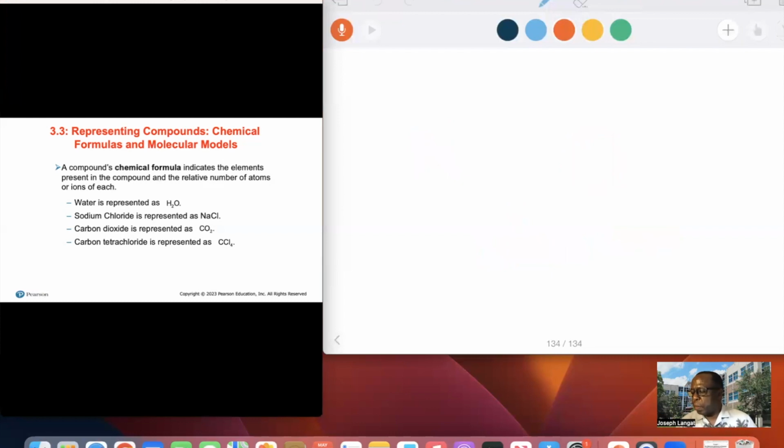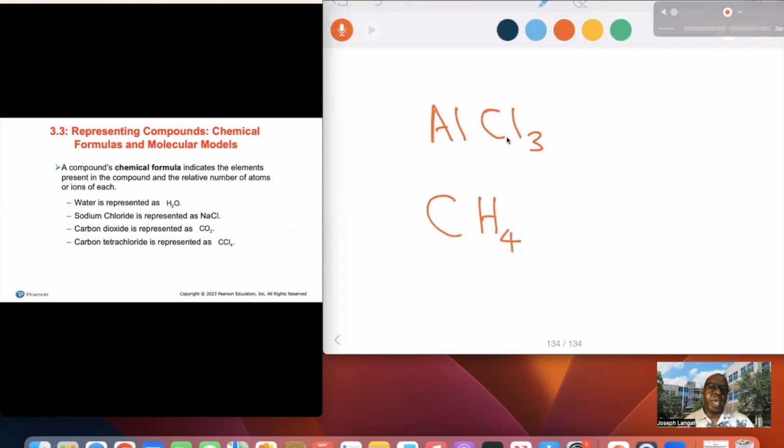Here is an example of a compound, aluminum chloride. I've been using H2O, so let me use a different compound here. This is the chemical formula, and you should know what it indicates. This means we have one aluminum and three chlorine atoms. You should be able to indicate the relative number of atoms.